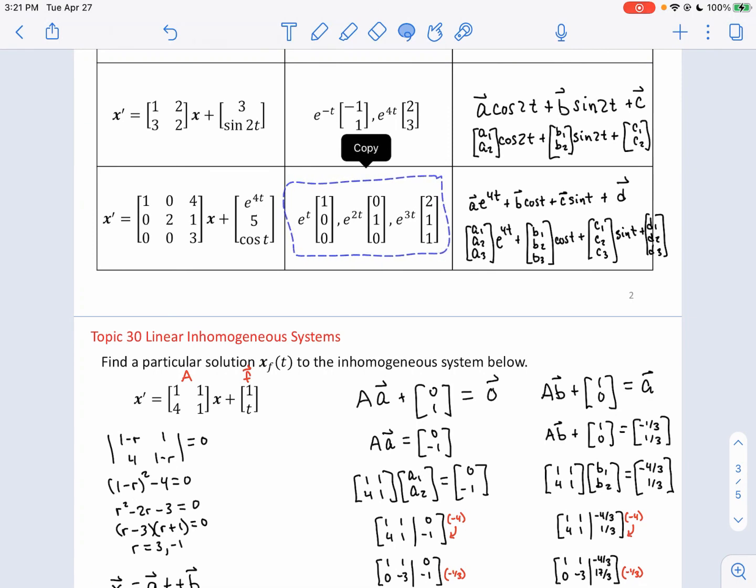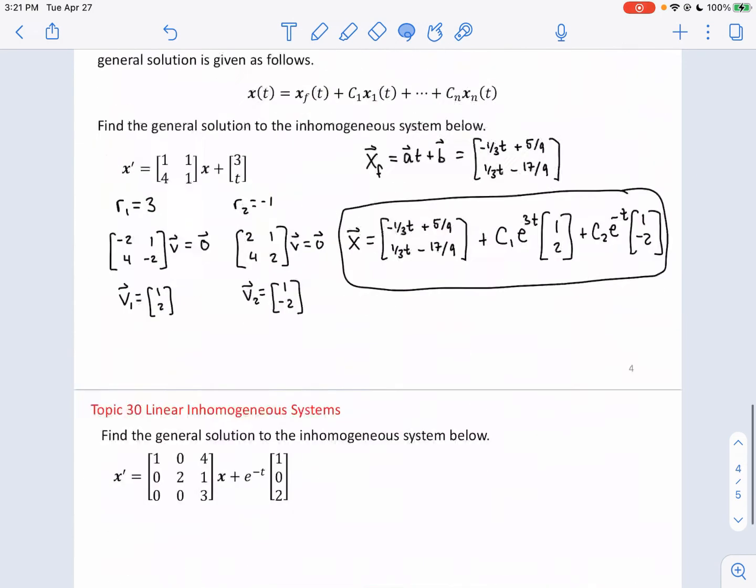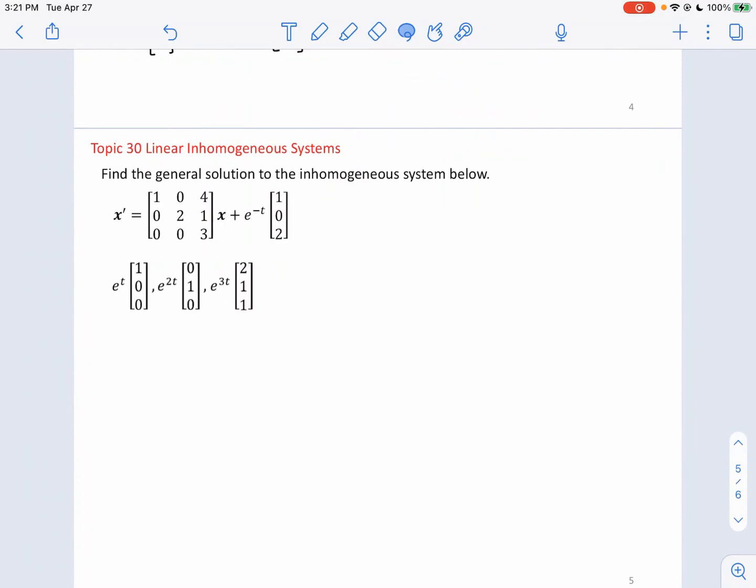Here are the terms of our, let's copy that. Those are the linearly independent solutions to our homogeneous, so that work is done. Now all we have to do is find the particular solution to the inhomogeneous. So our inhomogeneous, notice there's an e to the negative t.